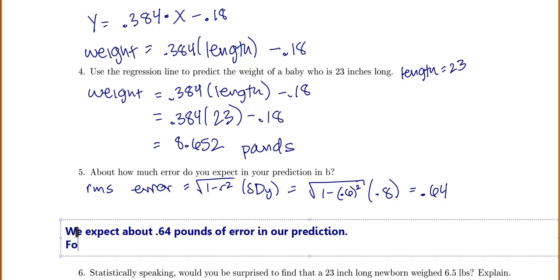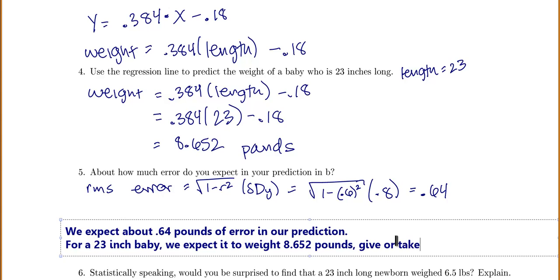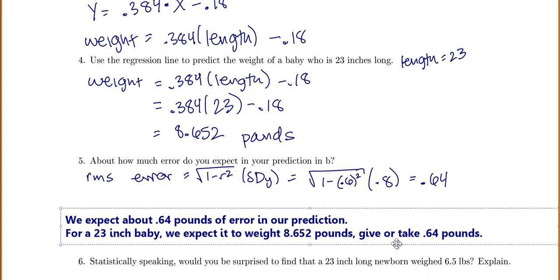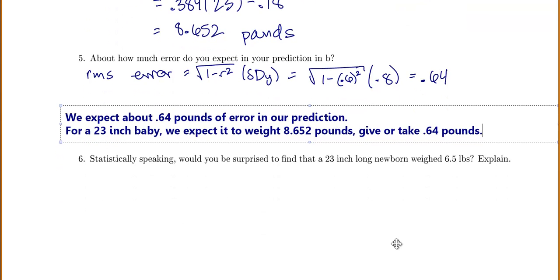Or in other words, for a 23-inch baby, we expect it to weigh 8.652 pounds, give or take 0.64 pounds. So we expect to be off by about 0.6 pounds. Number 6. Statistically speaking, would you be surprised to find that a 23-inch baby weighed 6.5 pounds? And explain.